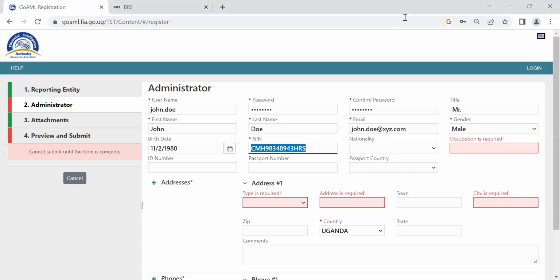Now, for nationals, capture the NIN. If it's a non-national, no NIN, you put NA, but make sure you capture passport details, okay? For a non-national, NIN isn't applicable, so you put NA for not applicable, but make sure you capture your passport details. Someone was asking what's NIN? It's your national ID number, national identification number.